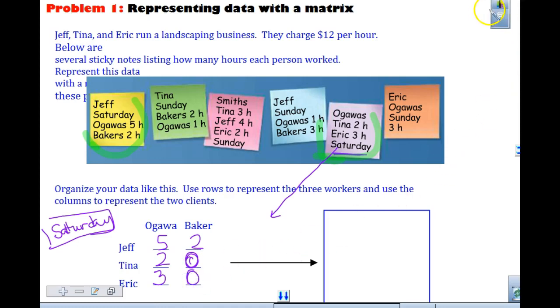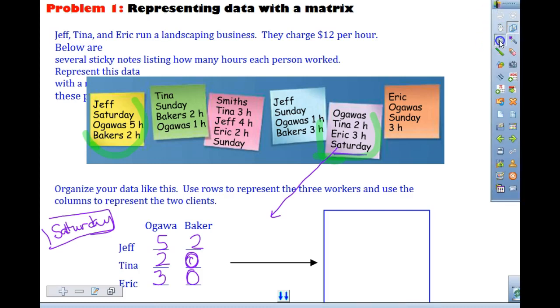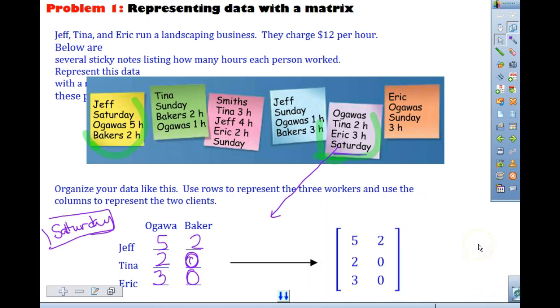So when I look at the matrix, this is what I want you to make. We want to put brackets around it, and you're going to write it like this. So please do that right now. From that table of information, we're now writing it in our matrix form. So please copy that with those two big brackets.